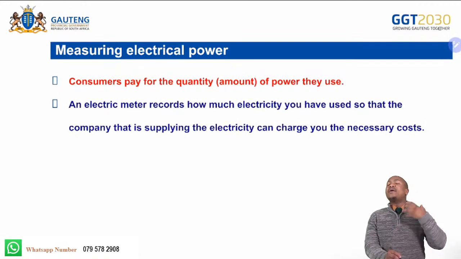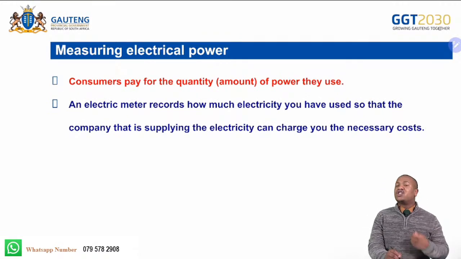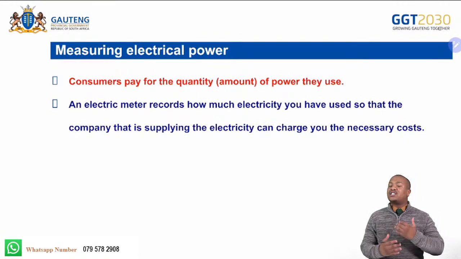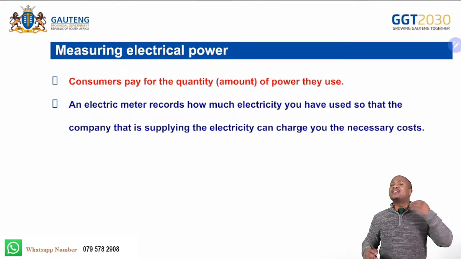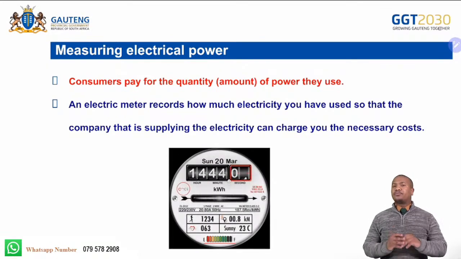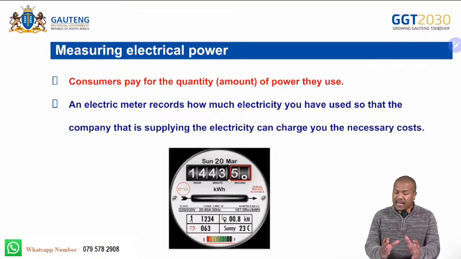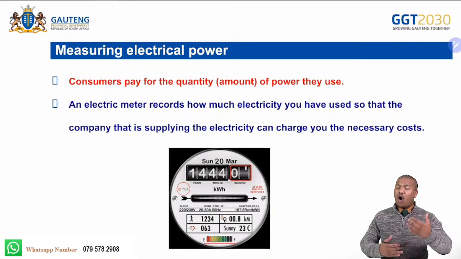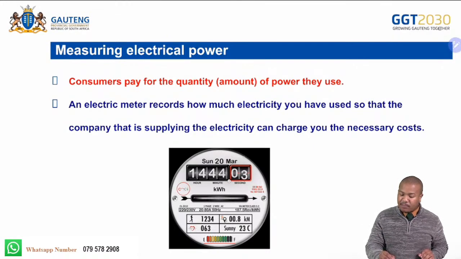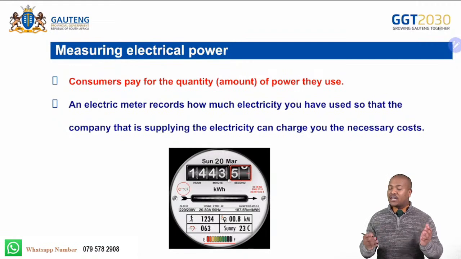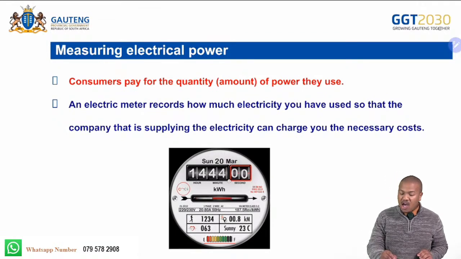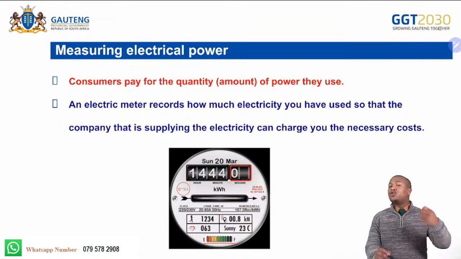So an electric meter is a tool that is used to record how much electricity you have used so that the company that is supplying electricity can charge you the necessary costs. If you look at your home, you have a meter almost the same as this one. It is counting all the amounts of electrical power that you have used for that month, so that the provider can charge you the necessary costs and you pay as a consumer for electricity.